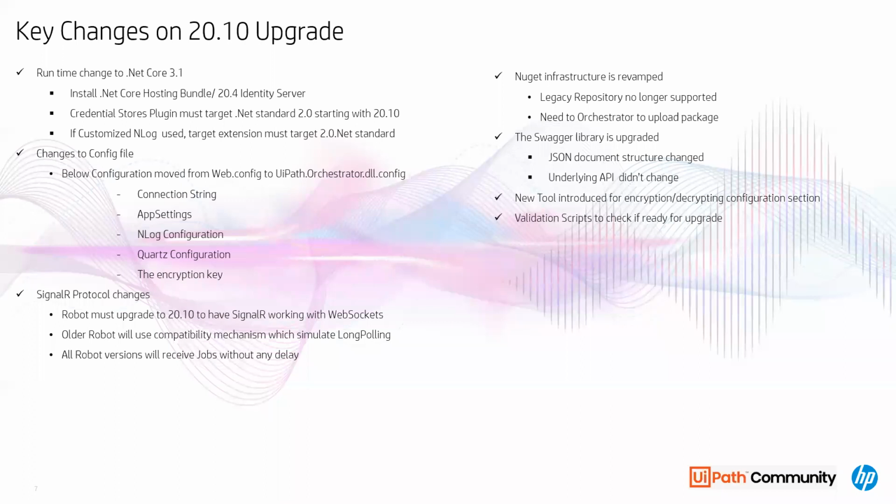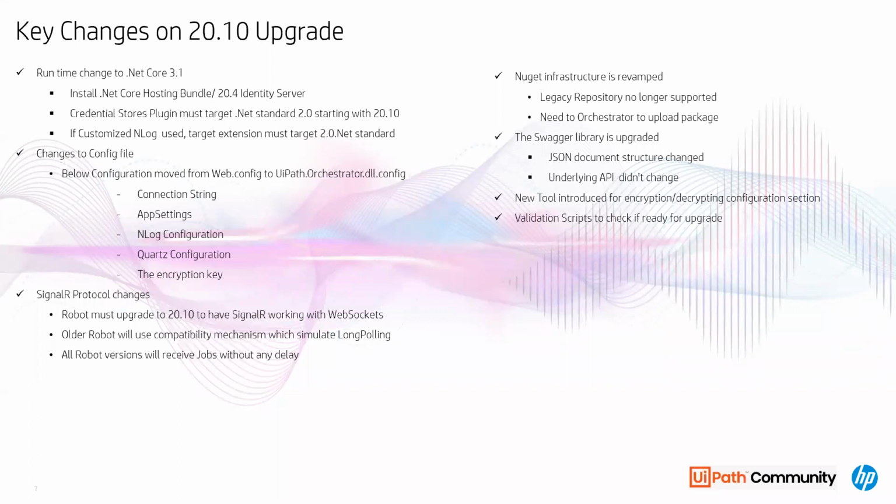And the NuGet package infrastructure is revamped. Legacy repositories are no longer supported, and we need to do Orchestrator-wise upload only. If there was any folder copy, we were able to do that earlier. That's not supported with 20.10. And the Swagger library has been upgraded. The API has not changed. The API remains the same, but there are certain document structure modifications.